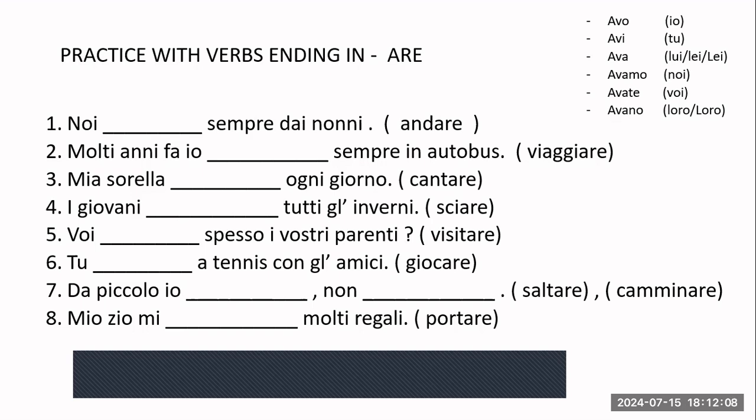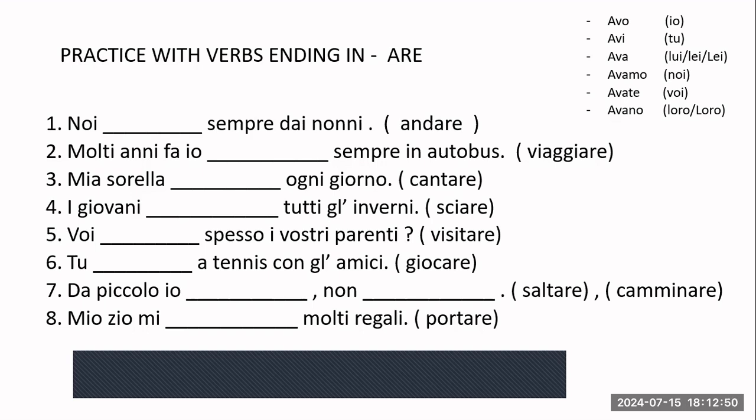Okay, Doug, molti anni fa io viaggiare sempre in autobus. Doug, are you there? I am. Are you not hearing me? Now I can hear you. Viaggiavo. Okay, try again. Sorry. Viaggiavo. Say it again. I couldn't hear you properly. Viaggiavo, correct. Molti anni fa io viaggiavo sempre in autobus.